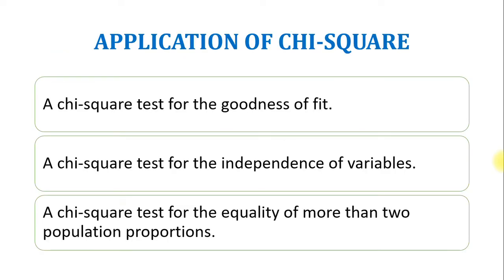The application of chi-square is in three instances or three cases. First, you want to check the goodness of fit, or you can say the association of two different variables, independent with the dependent variable, how well both are fitting with each other. Secondly, the chi-square test also tries to find out whether variables are independent or not. And the third, whether two population proportions are equal or not. So these are the three applications of the chi-square test.